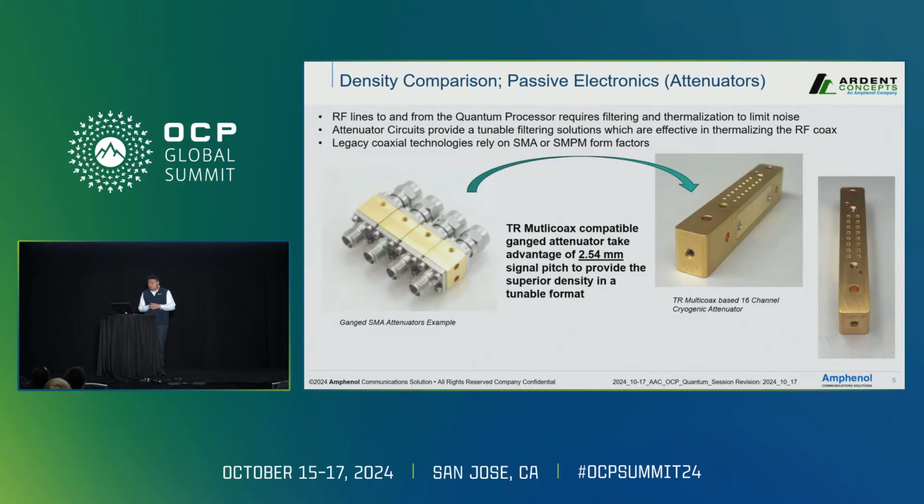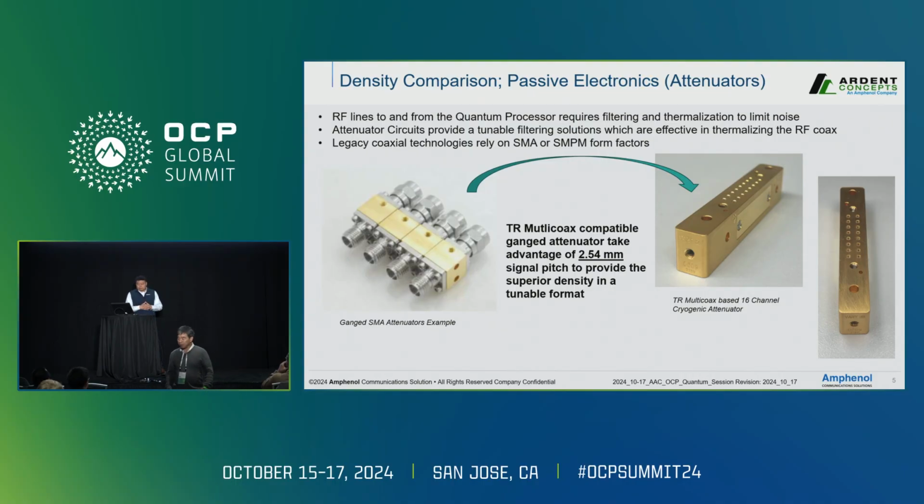In the realm of quantum computing, the transmission of RF signals to and from the quantum processor is a critical process demanding the utmost in noise control. This calls for effective filtering and thermalization through the application of attenuator circuits. The circuits often offer tunable filtering capabilities, effectively reducing noise while also ensuring proper thermalization of the RF coax cables. This is especially important for the center conductor of the coax, which otherwise would be thermally insulated by the dielectric layer throughout the transmission line.